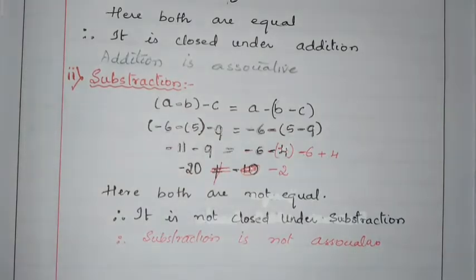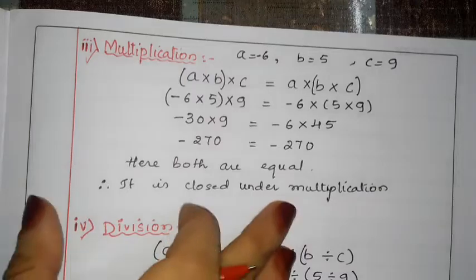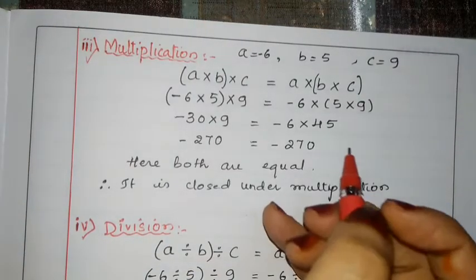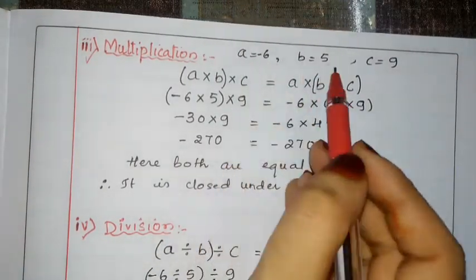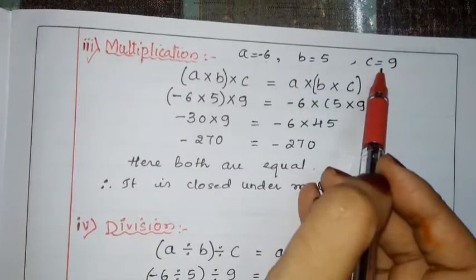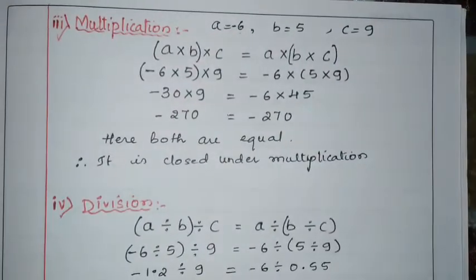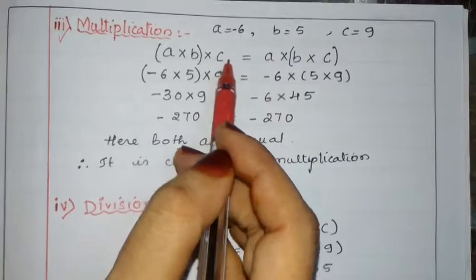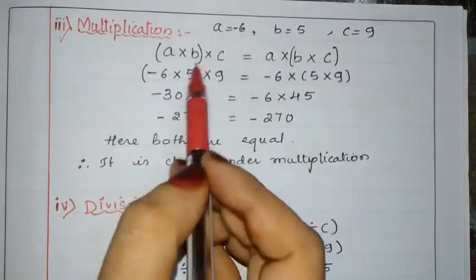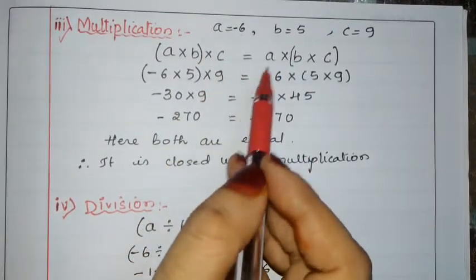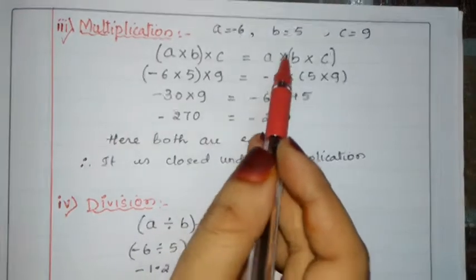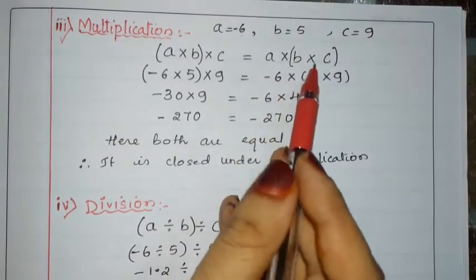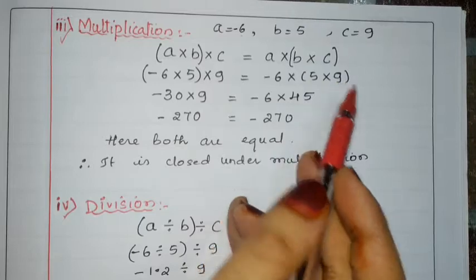So now let us check multiplication, and almost every time multiplication is closed. Okay, a is equal to minus 6, b is equal to 5 and c is equal to 9. Let us substitute the values: a into b into c. Minus 6, b value 5 into c value 9 is equal to, same here, a is minus 6, you have to write the multiplication sign as it is, b 5 into c 9.